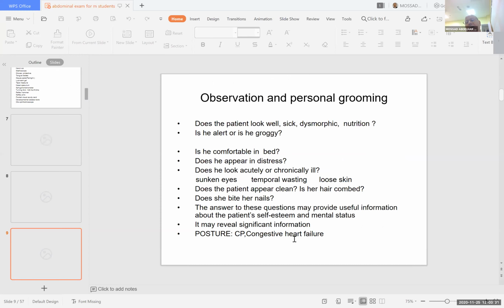Observation of the patient is very important. Does the patient look ill or well, dysmorphic or not, well nourished or not, alert or not, comfortable, any distress? It is very important for signs of dehydration, as we spoke about yesterday. Does he look clean and well cared for, because child neglect can even be picked up from certain points. It is very important to get that.